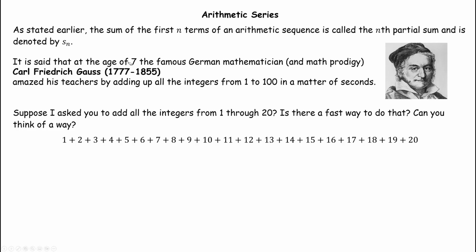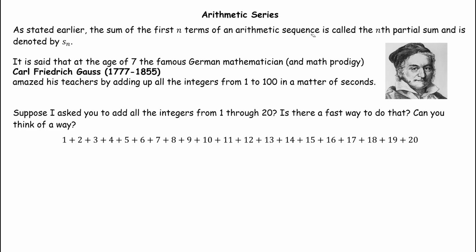Okay, so an arithmetic series, remember I said, is when you add the terms in an arithmetic sequence. As stated earlier, the sum of the first n terms of an arithmetic sequence is called the nth partial sum, and is denoted by s sub n. It is said that at the age of 7, the famous German mathematician and math prodigy Carl Friedrich Gauss amazed his teachers by adding up all the integers from 1 to 100 in a matter of seconds. So let's try and see if we can add up the first 20 integers in a matter of seconds.